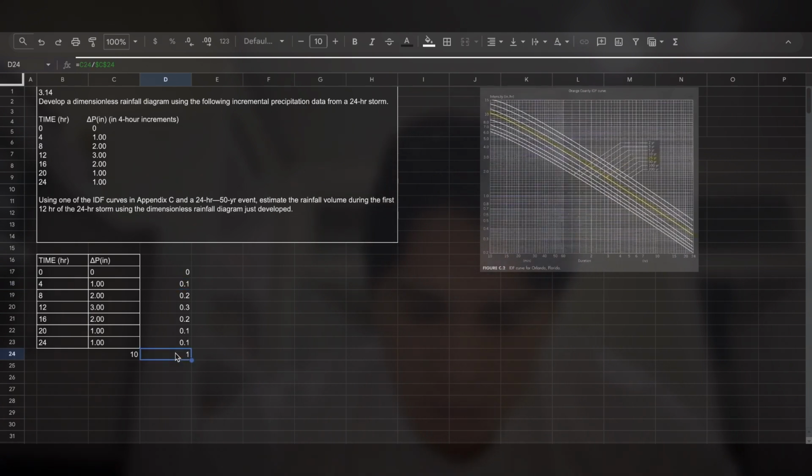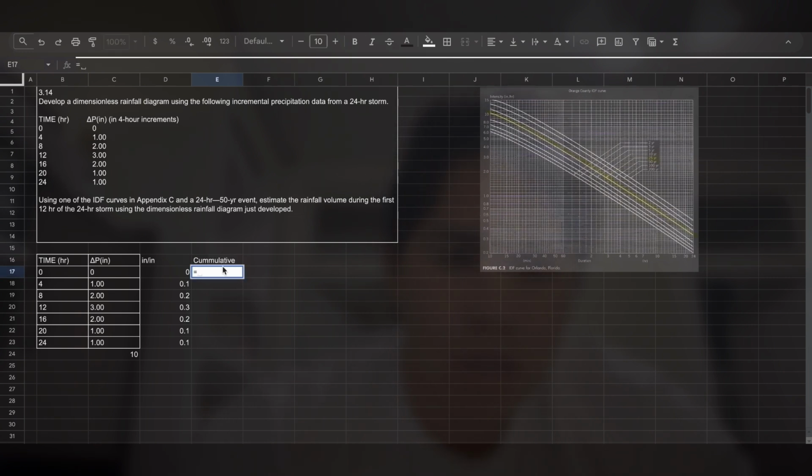So this 1 inch represents 0.1 of our total precipitation. And this is the change in precipitation over the total precipitation. That will be inches over inches, which is dimensionless, right? Now, let's find our curve for our storm distribution, our cumulative distribution.